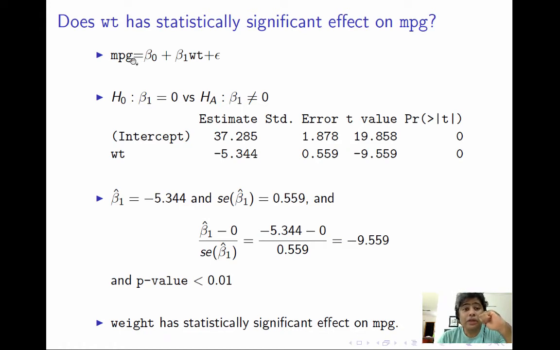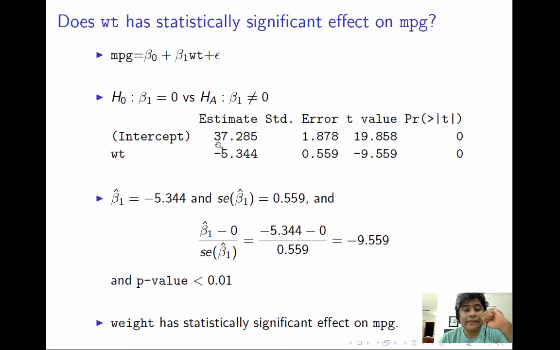So what is my model? My model is miles per gallon = beta naught plus beta 1 times weight plus epsilon. And what I want to test is this: beta 1 equal to 0 as my null, versus the alternate hypothesis, beta 1 not equal to 0.